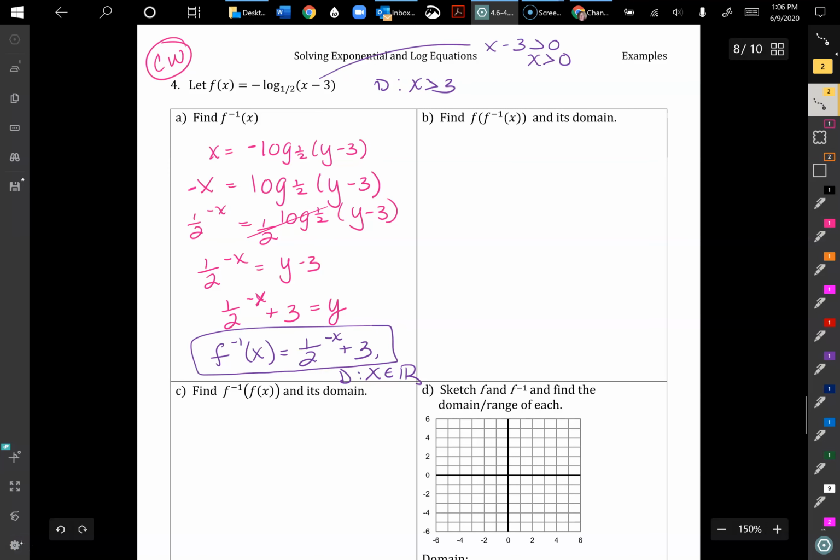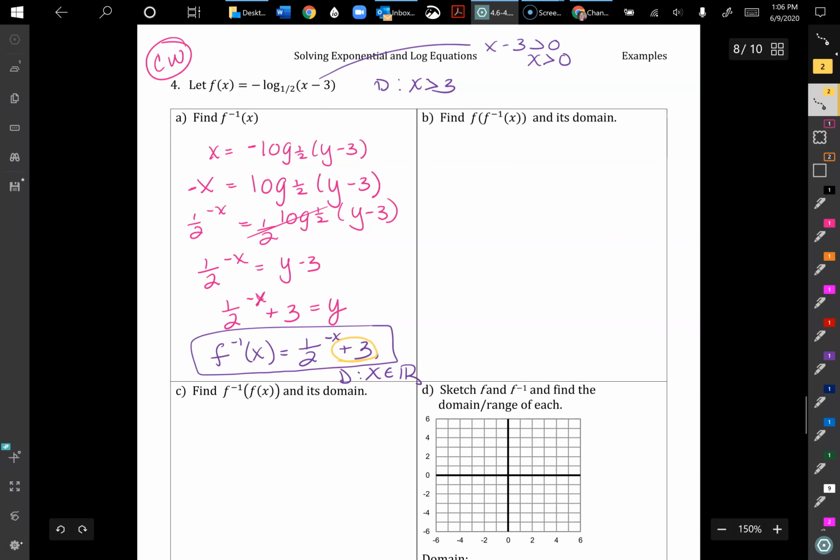Okay, so here's my inverse that I got for the first stage of this. So I just exponentiated with the half here, base of a half, and I end up with f of x, or f inverse of x equals a half to the -x plus 3.